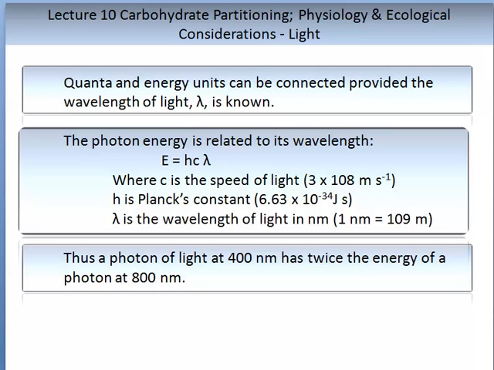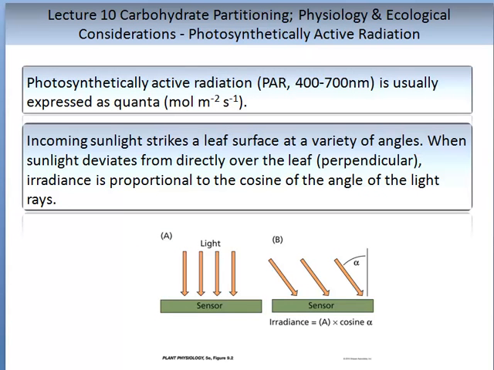So what does all this mean? Well, it means that a photon of light at 400 nanometers has twice the energy of a photon of light at 800 nanometers. And this relationship is very important to plants. So why are we learning about the characteristics of light? Well, plants perceive and require certain energies at certain wavelengths.